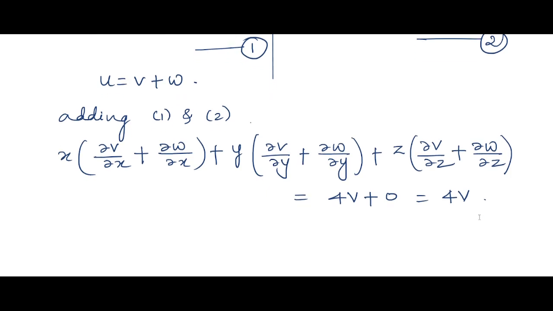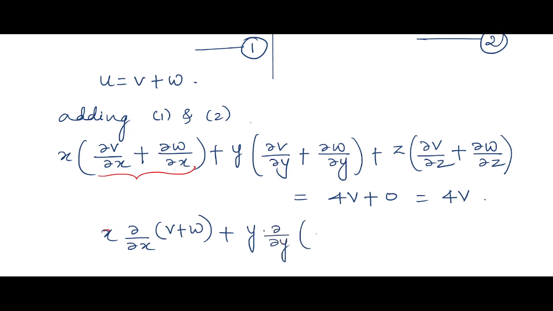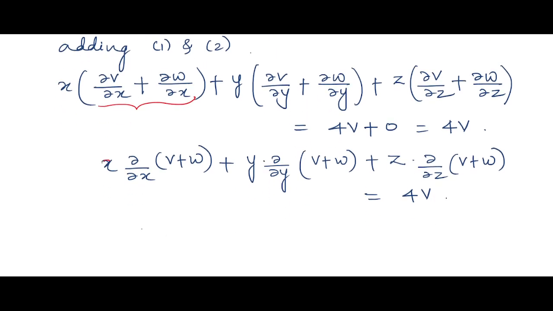Okay. Now dabba V by dabba x, dabba W by dabba x, we can write it as dabba by dabba x of V plus W by the property of differentiation. y into dabba V by dabba y plus dabba W by dabba y, we can write it as dabba by dabba y of V plus W. Similarly, from the third term, z into dabba by dabba z of V plus W is equal to 4 into V. But we know that V plus W is U. So, x into dabba U by dabba x plus y into dabba U by dabba y plus z into dabba U by dabba z is equal to 4 times V.